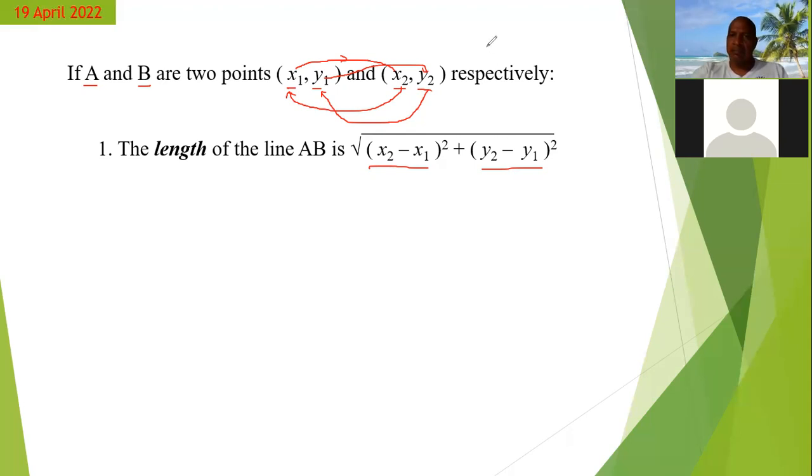Sir, let me see if I understand what you're saying. So you're saying that we take away X1 from X2 or X2 from X1 and then Y1 from Y2 or Y2 from Y1?